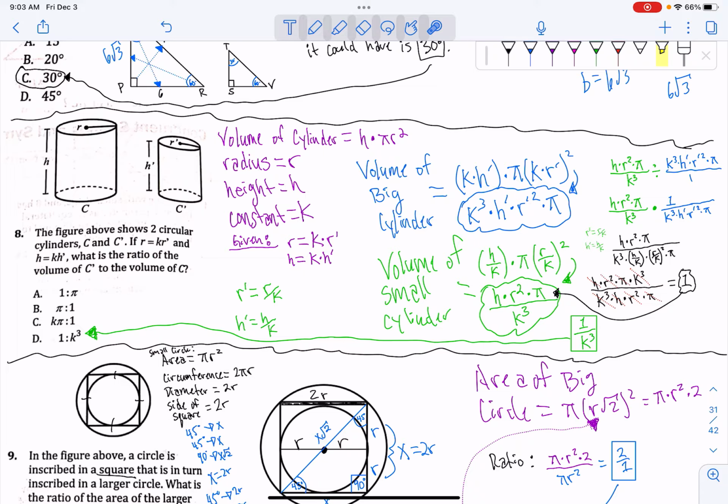Okay, so again, we have to write down all our givens here. That's just going to help us get better organized. And then this is also what's given. Okay, now we have the volume of the big cylinder. Now this is just H and R, but we have to substitute those in.